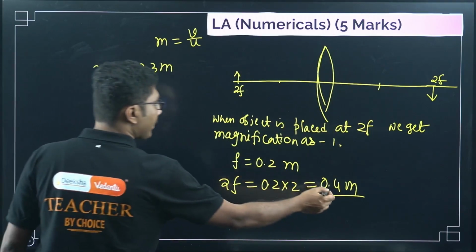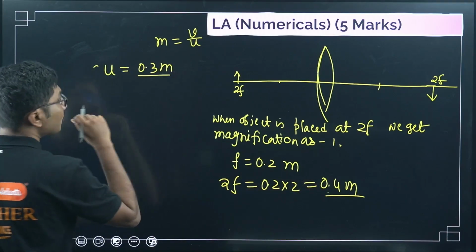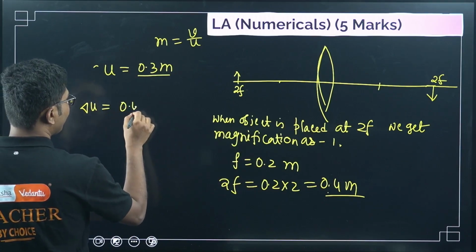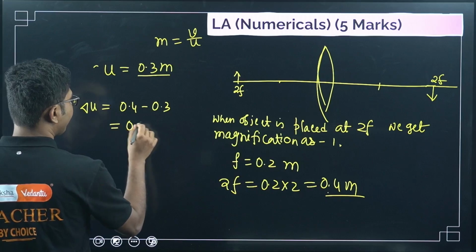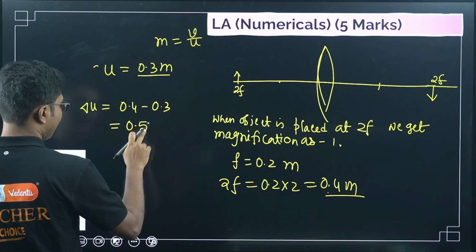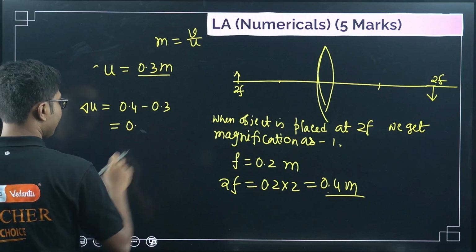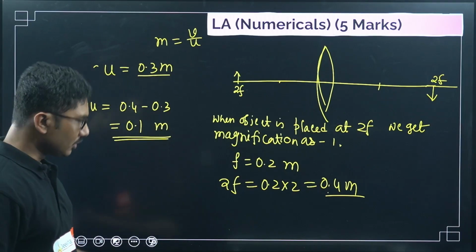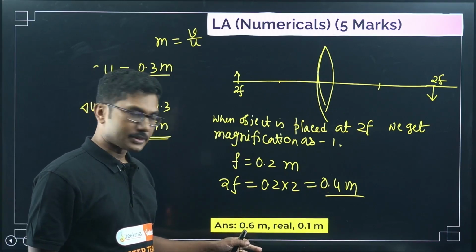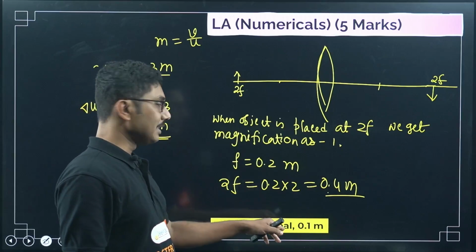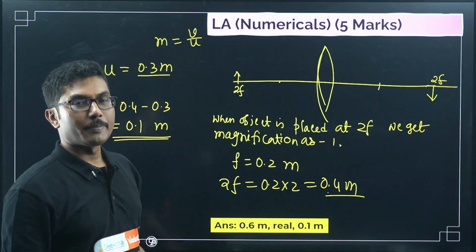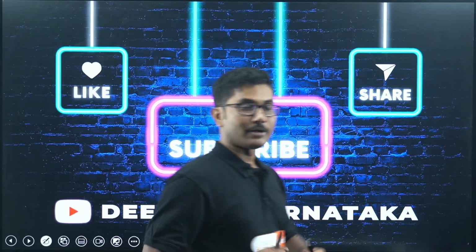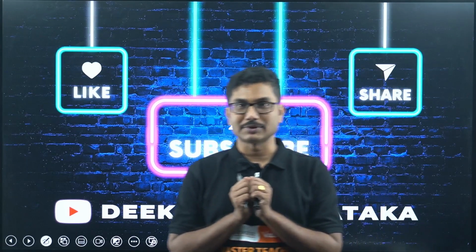So now 0.4 meters was 2f. So how much do we have to move to make it 2f? We have to move the distance delta u equal to 0.4 minus 0.3, that is 0.5, sorry, 0.1. What am I doing, my head is not working, sorry for that. 0.1 meter. So the object needs to be moved by a distance of 0.1 meter. Let's see the answer. 0.6 meter is the image. It is a real image and the object should be moved by a distance of 0.1 meter to get the real image, right.